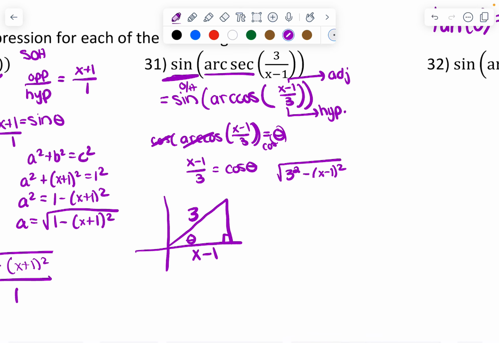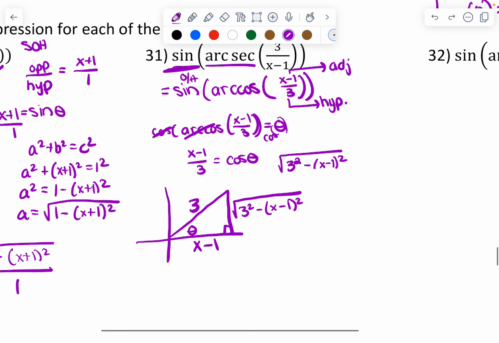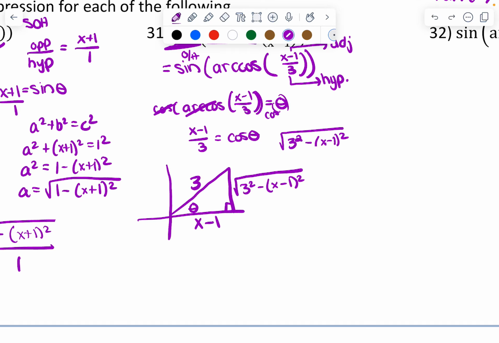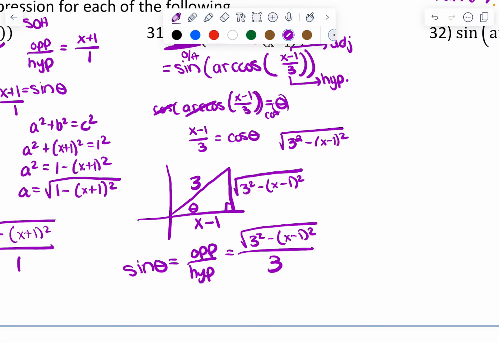All right. So we have 3 squared minus x minus 1 squared. So the square root, 3 squared. Yes, you can write 9 if you want. There's no need to expand this. It's actually better in this form. So leave as is. Now that we have our triangle, we can work our way out to sine theta. For sine, we want opposite over hypotenuse. Opposite side is the square root of 3 squared minus x minus 1 squared, all over 3.